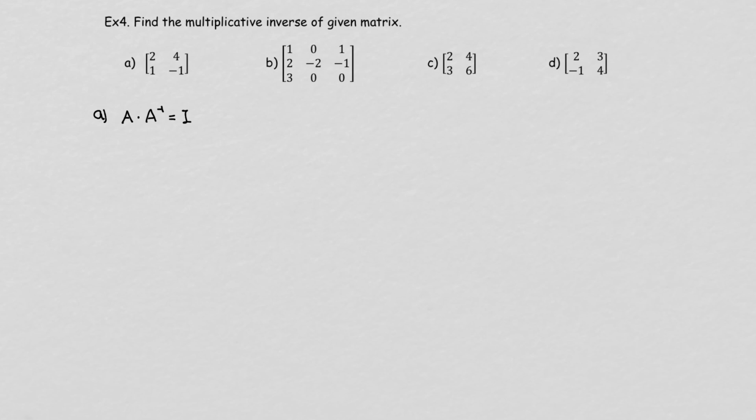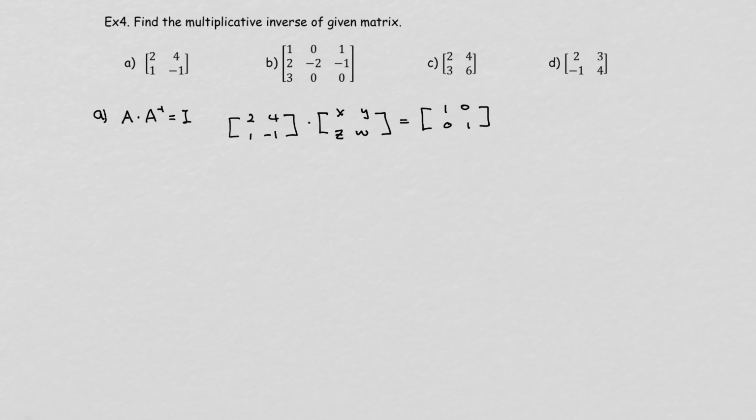So if I wanted to write this with the given matrix, I will say 2, 4, 1, negative 1 is the A matrix times, I don't know what the inverse matrix is yet. So I'm going to use variables. I will say, I don't know, X, Y, Z, W, right? We're trying to find a matrix that has 4 elements. If they're inverse to each other, this is what I should get, right? So set it up as equations and see if we can solve for the unknowns.